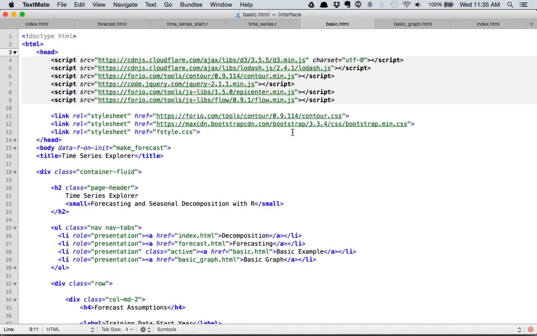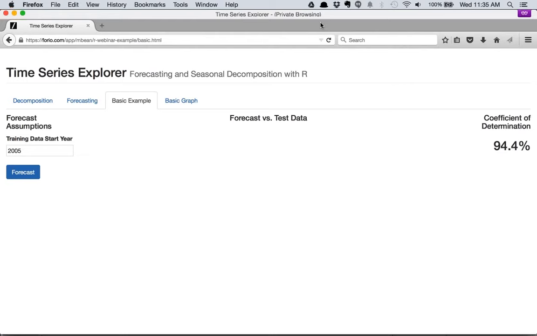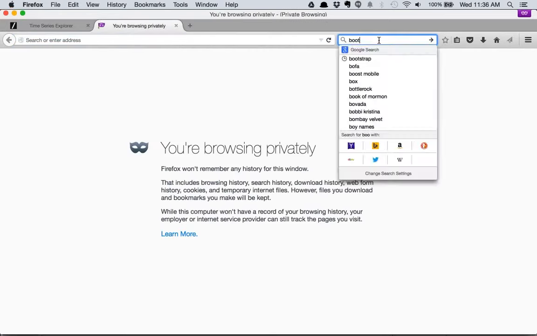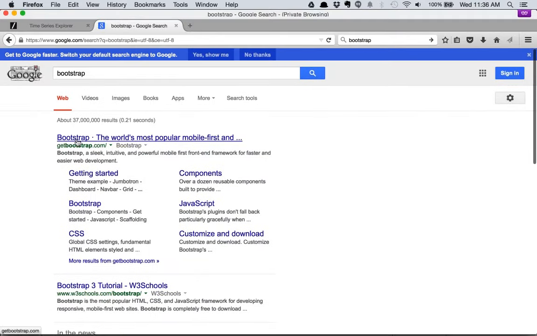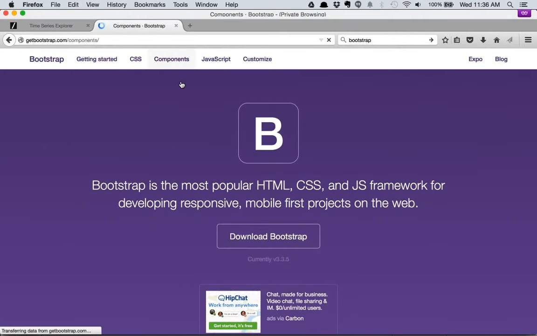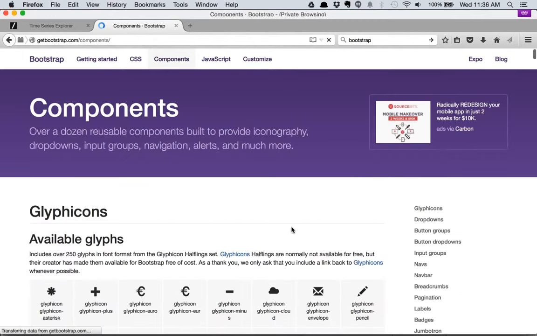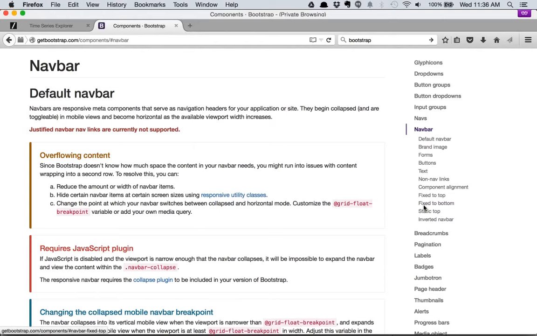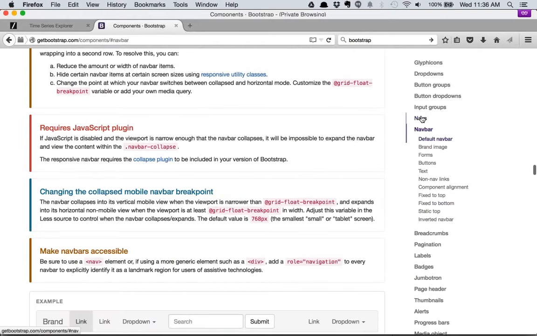There's a library called Bootstrap that's very popular. Actually, let me just show it to you quickly. And it provides all kinds of components for doing nice things on the web. Like if you want to do a nav bar, for example, like what we're doing today, or actually I think navs is the right side.